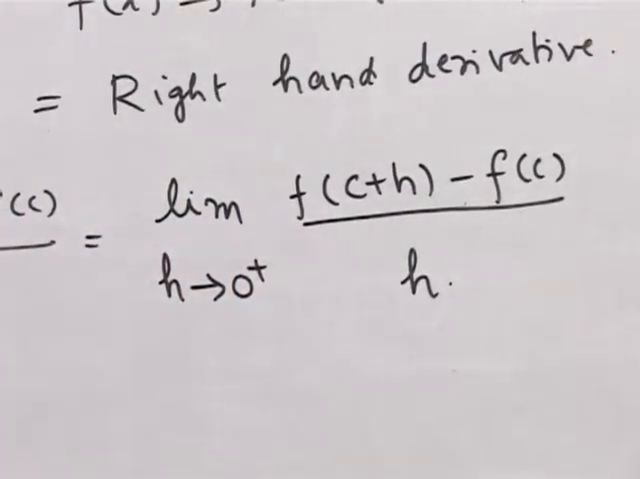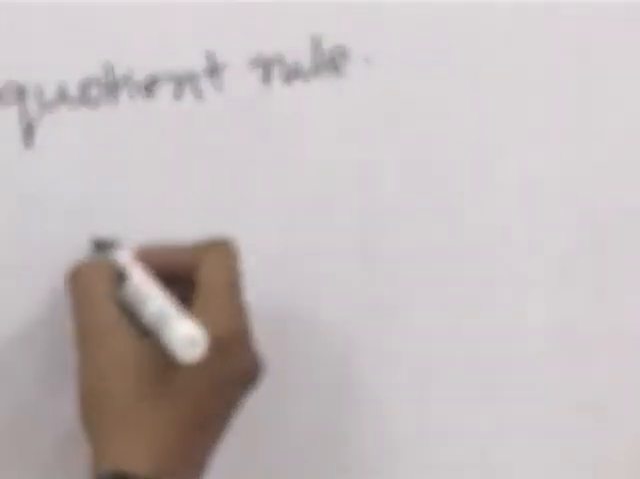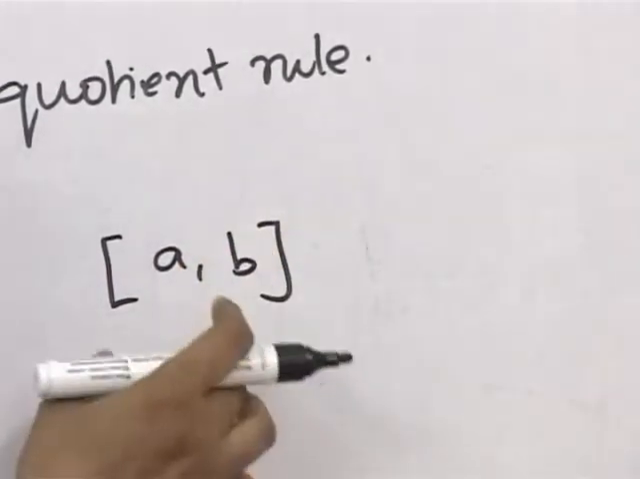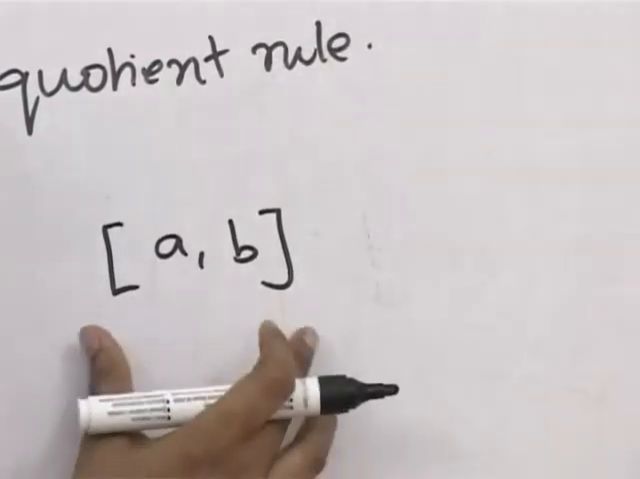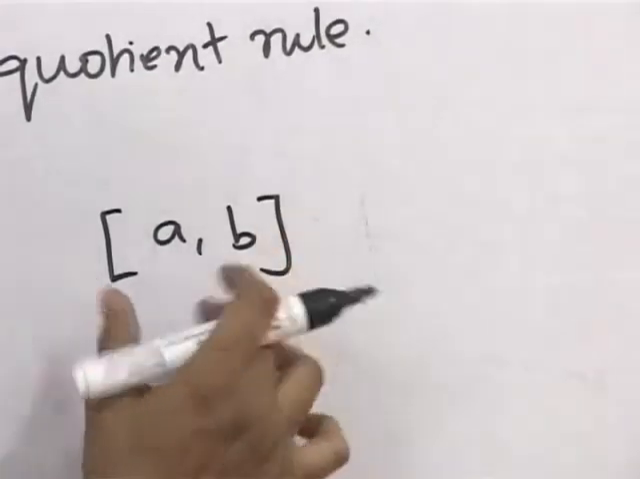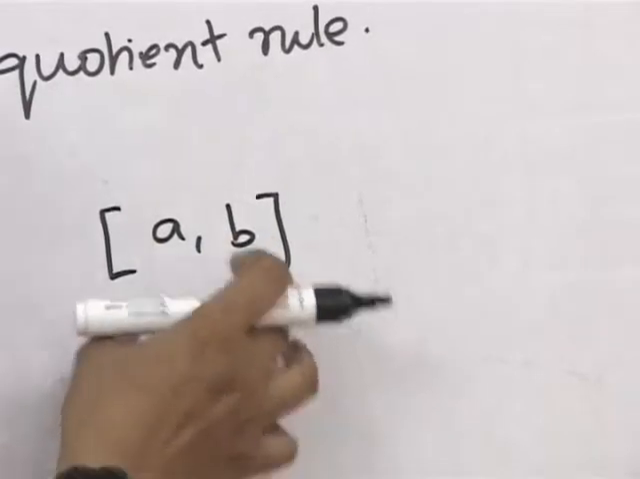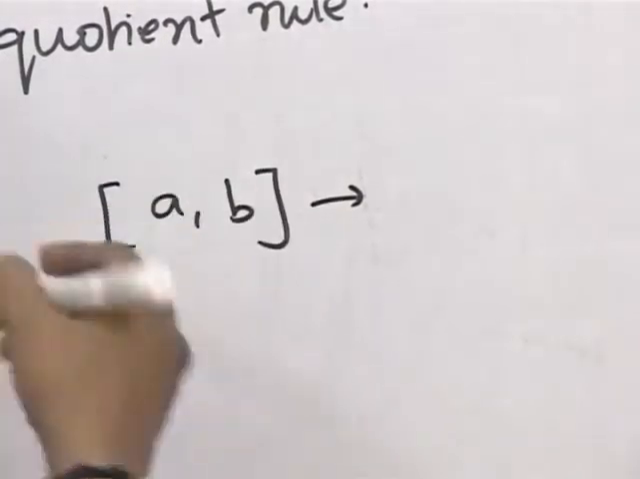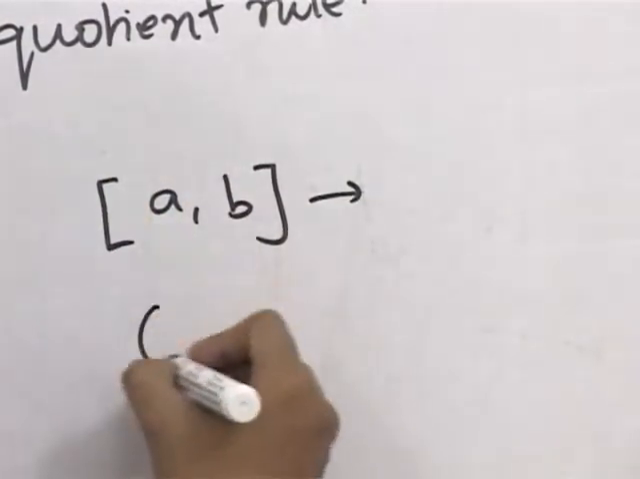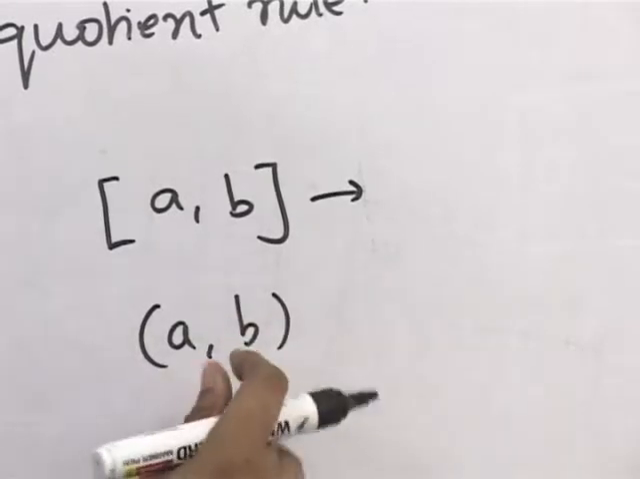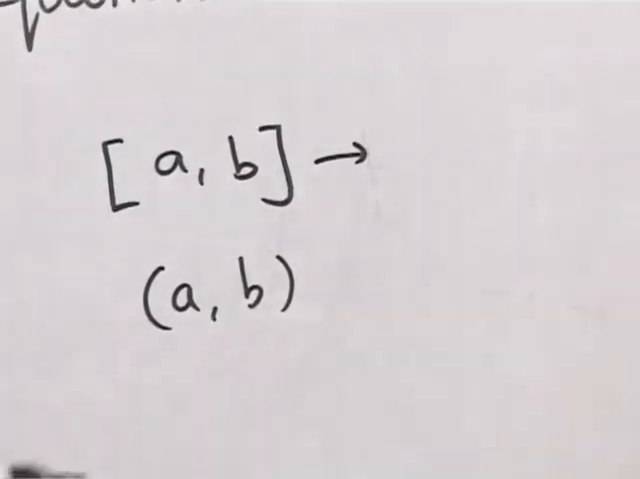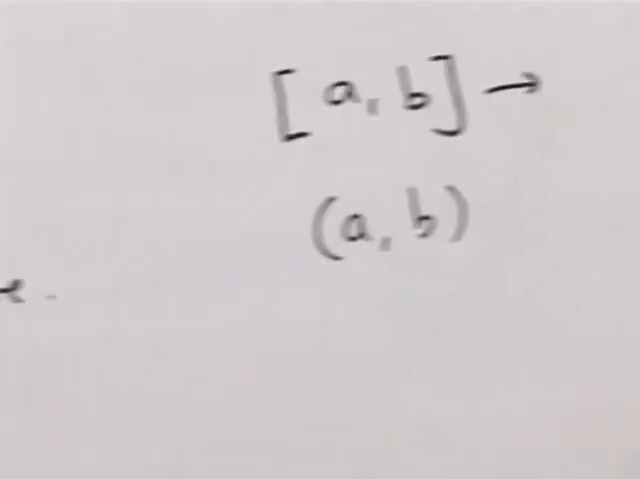Now differentiability at a point. Now we want to find the differentiability of a function in an interval. Now what is the condition for differentiability of a function in an interval? Now if it is differentiable at all points in the interval, so if we take a closed interval [a, b], then it should be differentiable at all points in this interval including a and b, and if it is differentiable at all the points, then you say that the function is differentiable in the closed interval [a, b]. The same thing holds good for an open interval where the function has to be differentiable at all points between a and b. So this is the condition for differentiability of a function in an interval.